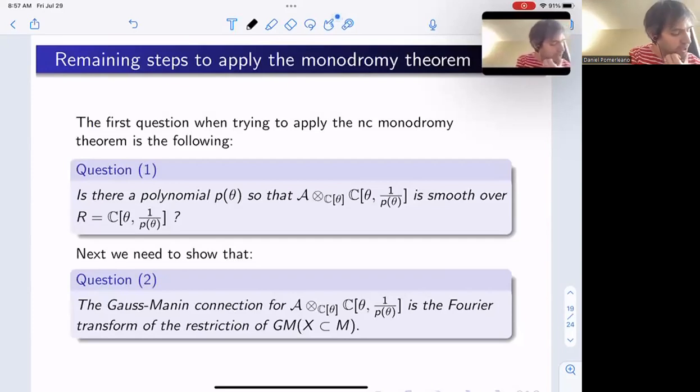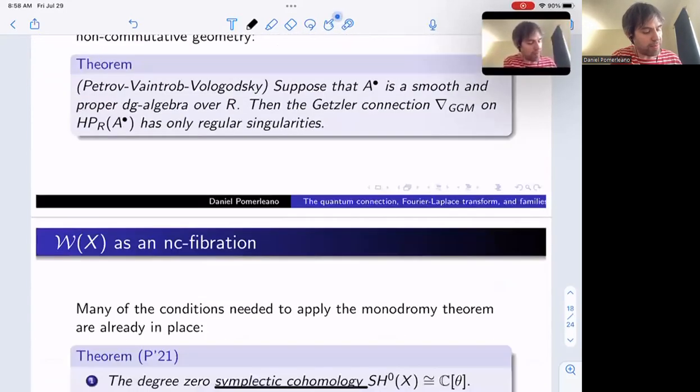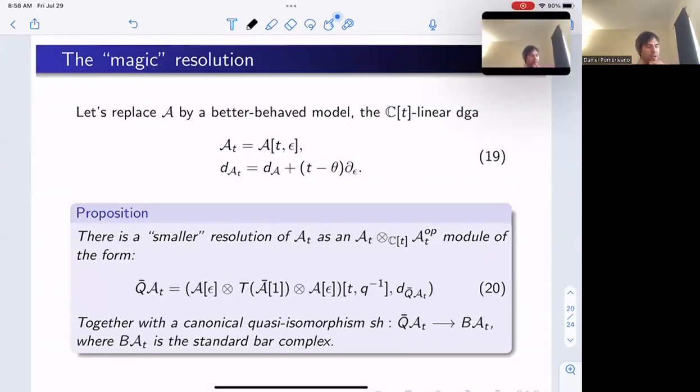And the second question you need to answer is this thing about the Fourier transform. So we had our Q d/dQ structure. Why should Q, if you localize a little bit, be basically the d/dT operator, or the d/d theta operator, in the sense that we need to apply the monodromy theorem? So these are the two questions, and the answer to these is mostly algebraic, although there's some geometry that comes in here. So the first part is a purely algebraic thing.